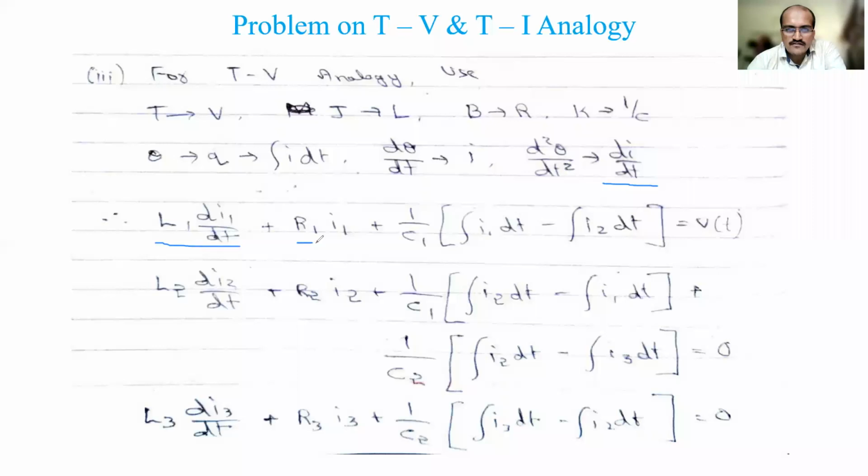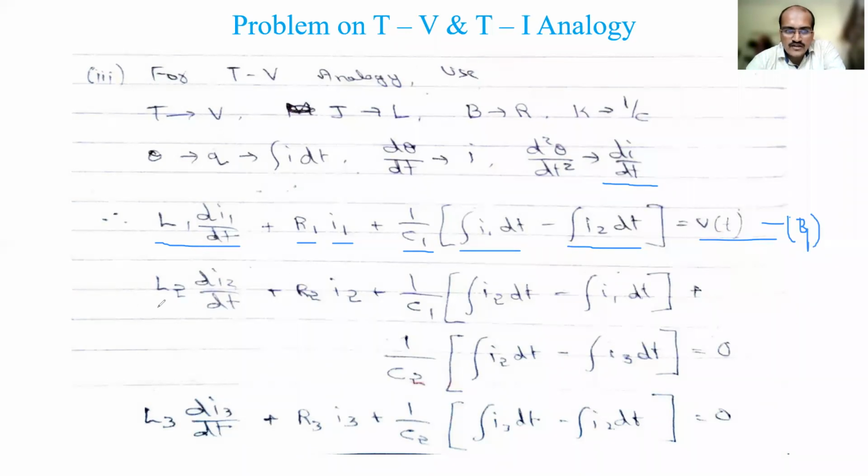If you replace this, what you will get is J1 becomes L1 di1 by dt, B1 becomes R1, and d theta 1 by dt is I1. Then K1 becomes 1 by C1, theta 1 becomes integration I1 dt, theta 2 becomes integration I2 dt, and torque becomes V of t. So this is your fourth equation now, since three equations are there already.